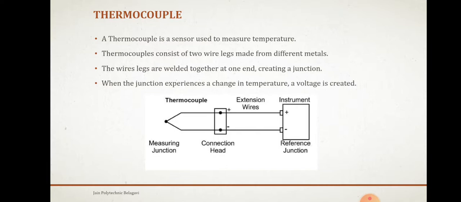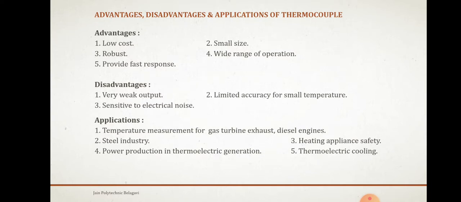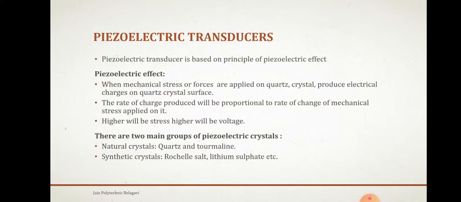Okay, the next, advantages: low cost, small size, robust, wide range of operation, provides fast response. Then disadvantages: very weak output, limited accuracy for small temperature, and it is sensitive to electrical noise. Then what are its applications? Temperature measurement for gas turbine exhaust, diesel engines. Then it is used in the steel industry, heating appliances safety, power production in thermoelectric generation, and in thermoelectric cooling.